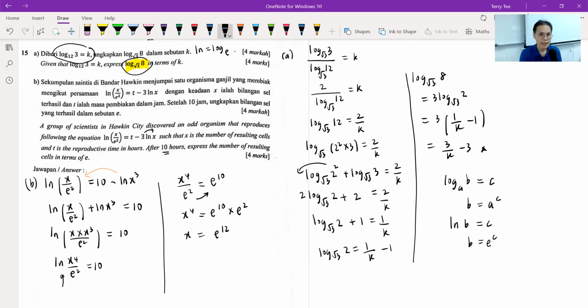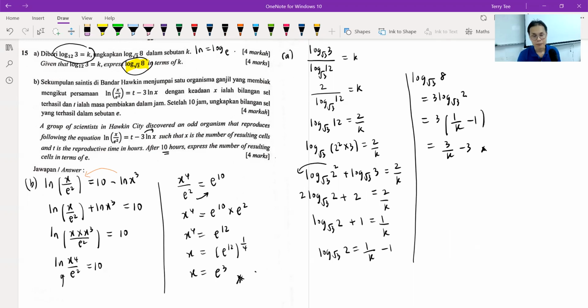So to find X, I need to root this. Root means power 1 over 4. 12 times 1 over 4, you get e power 3. There you go. Okay, your final answer, X is e power 3.